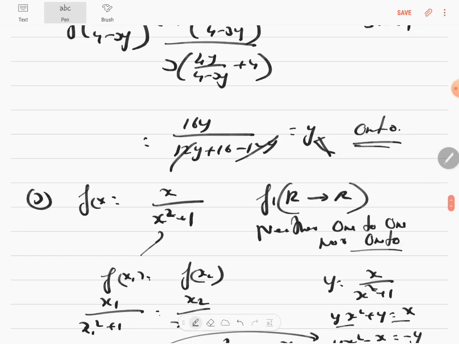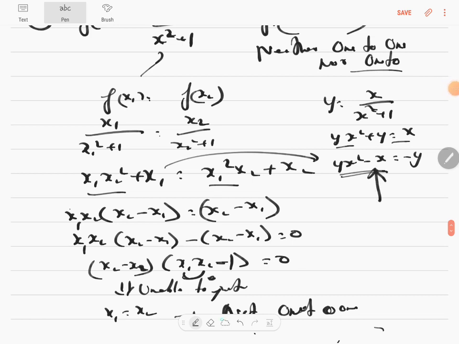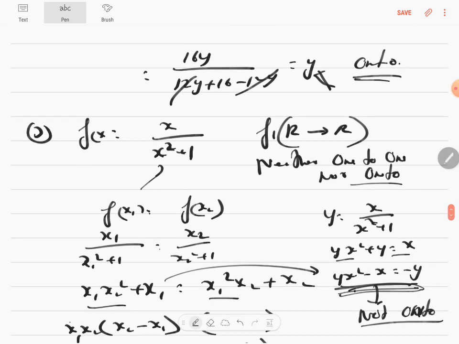So let me think. I'm trying the same method, doing completion of square. That's not going to work, since you are not able to segregate x. So you can say that it's not possible to check onto, therefore it's not onto. Okay, so this is the question where it's x by x square plus 1.